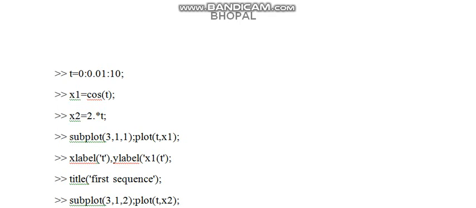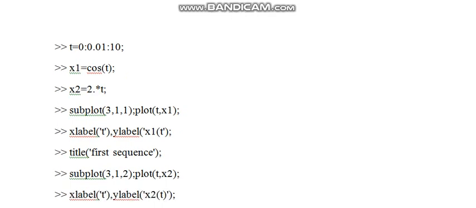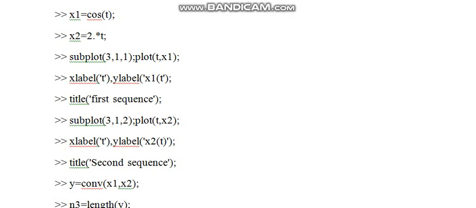We will use the command subplot. 3 means we have divided the figure window into 3 rows, 1 column, and in its first figure we are plotting t on the time axis, and x1 is the input signal. We will label the x label, y label, and we will give the title as first signal or sequence. Now we will subplot the second figure of the third row in the first column, and we will plot t comma x2. We will label x label and y label. Now we will give the title as second sequence.